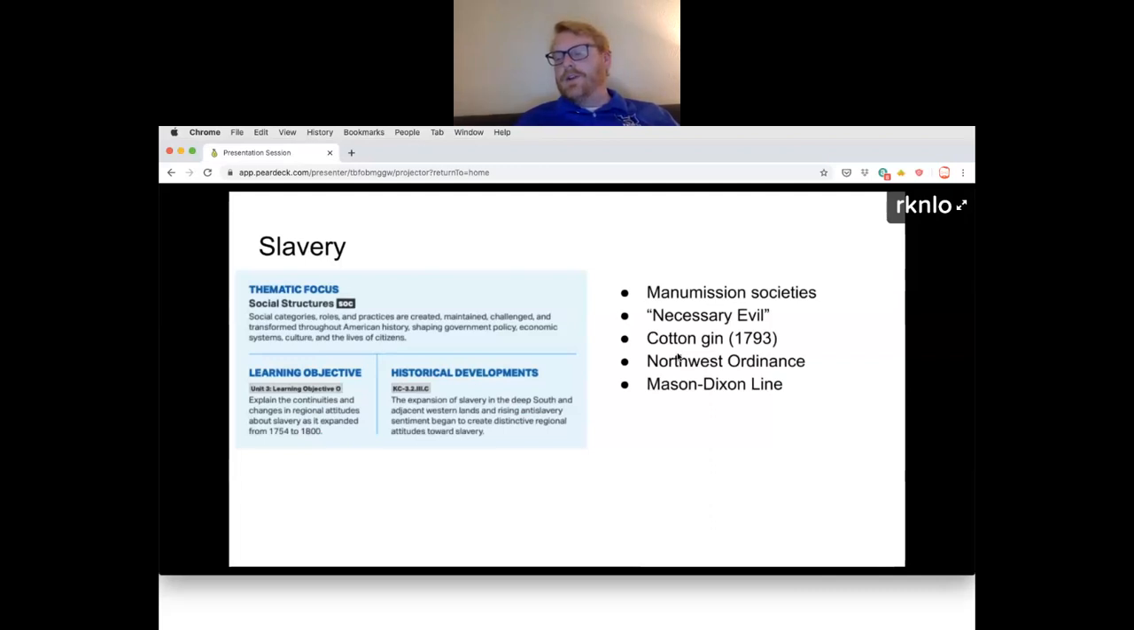The founding generation, those early leaders of the United States, refused to really deal with the issue of slavery because they thought it would destroy the country. And then, of course, they justified themselves saying that it was a necessary evil that everybody would have to just deal with. Okay?